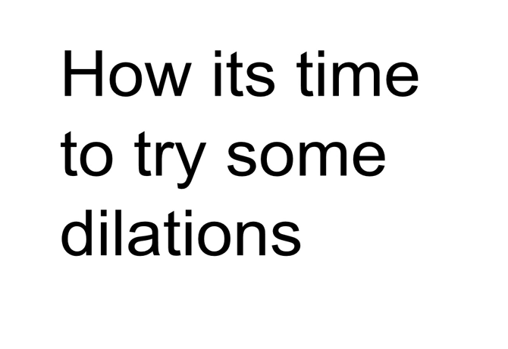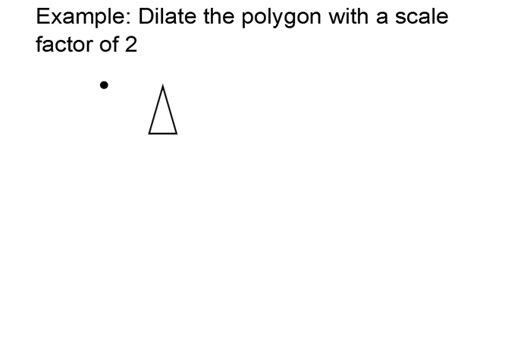Now let's try some dilations of shapes so that you can get a good idea of how to do this. So we're going to dilate this triangle. We're given a center of dilation. The center of dilation is right here. We have a scale factor. The scale factor is 2. So we're going to double the size of this shape, but we want to do it precisely. To do it precisely, we're going to have to do a couple steps.